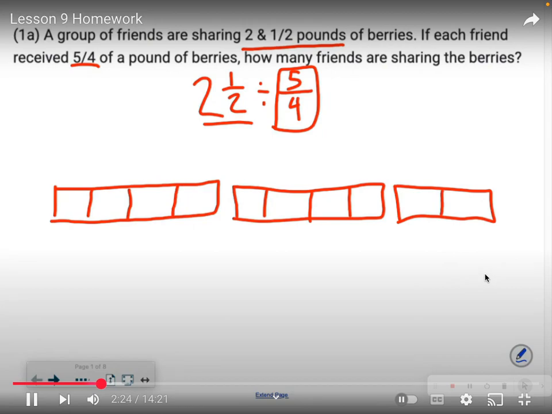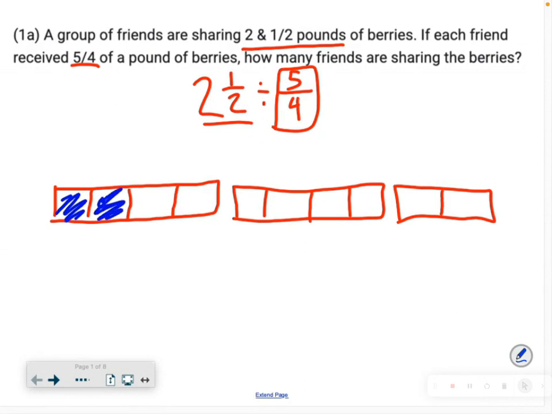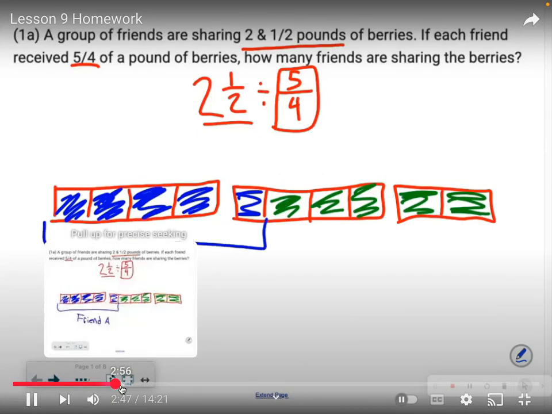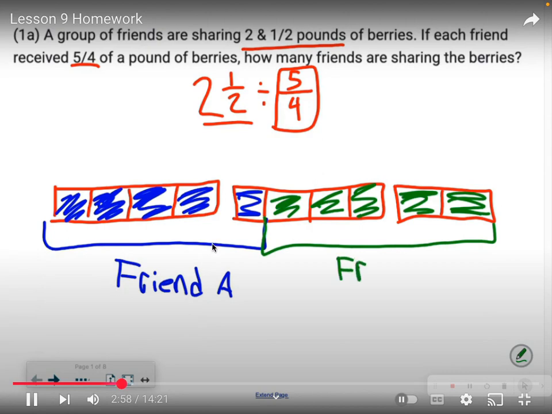So now next you're going to see me group them every 5, because our group size is 5/4. So there in the blue is one friend. Here in the green is going to be a second friend. And you can see then that now all of our 2.5 is taken up. So you have friend A in the blue, friend B in the green. Coming back to the question, how many friends are sharing the berries? 1, 2. 2 friends.